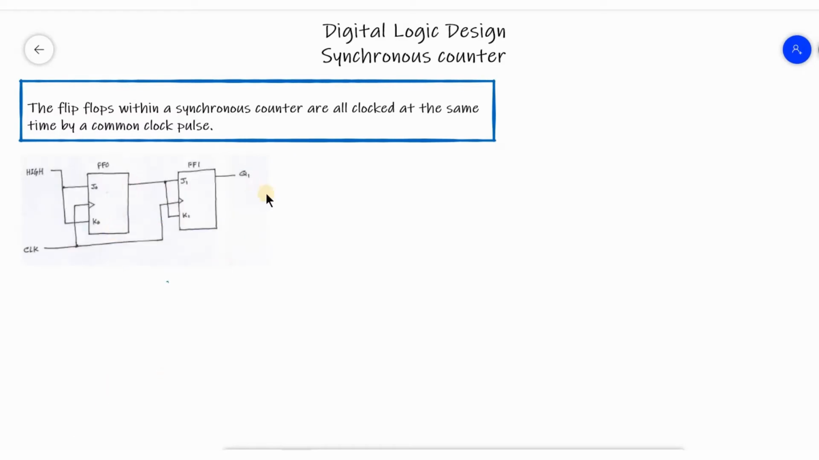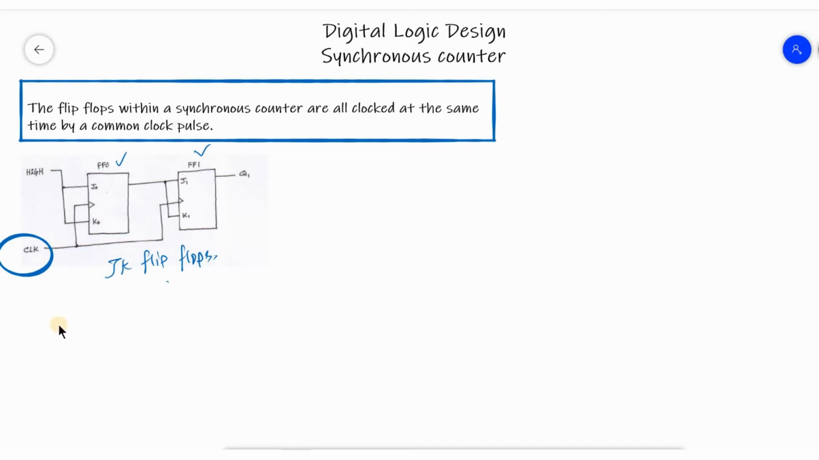As you can see on the left side of my board, we have two JK flip-flops here. These are JK flip-flops, and the two flip-flops are having a common clock. This clock is common to both the flip-flops. It is connected to flip-flop 0 and flip-flop 1 as well. And these two JK flip-flops being connected with a common clock are considered to be a synchronous counter.